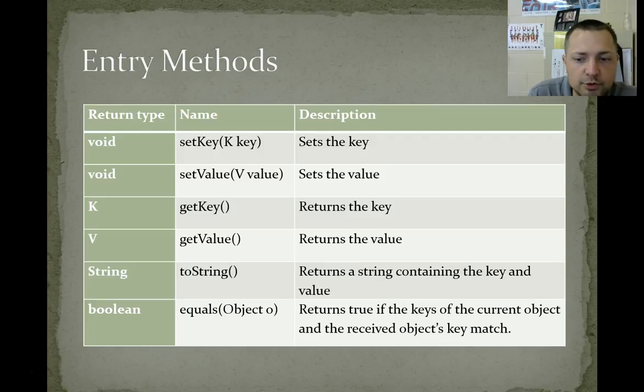And equals will return true if the keys of the current object and the received object match. So for our equals method, we're going to consider 2 items to be the same if they have the same key. We're not even bothering to compare their values. Here we're just saying if their keys match, they are the same.